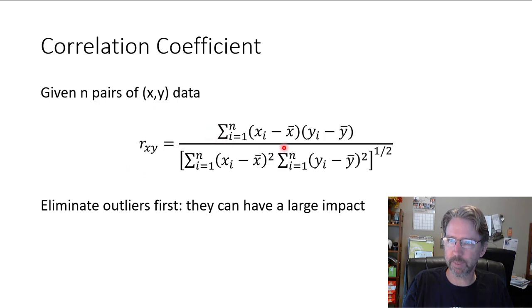It's the sum. We need to calculate the averages of x and the averages of y, and then the individual measurements are xi and yi, and they're summed and divided and multiplied and everything together. It's important to eliminate outliers because outliers can have a large impact on this correlation because of the squared value there. So use that Thomson-Tau technique to eliminate outliers first.